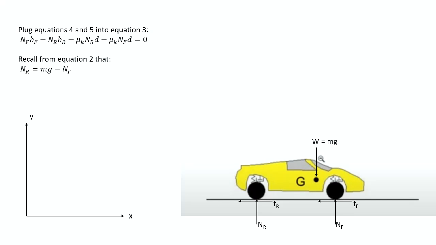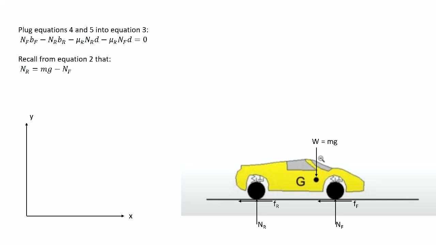So now that we have all 5 equations that are needed, we can start plugging them into each other. And we start by plugging equations 4 and 5 into equation 3. Then, because of this, we get the normal force of the front wheel times Bf minus the normal force of the rear wheel times Br minus the coefficient of friction times the normal force of the rear wheel times D minus the coefficient of friction times the normal force of the front wheel times D equals 0.